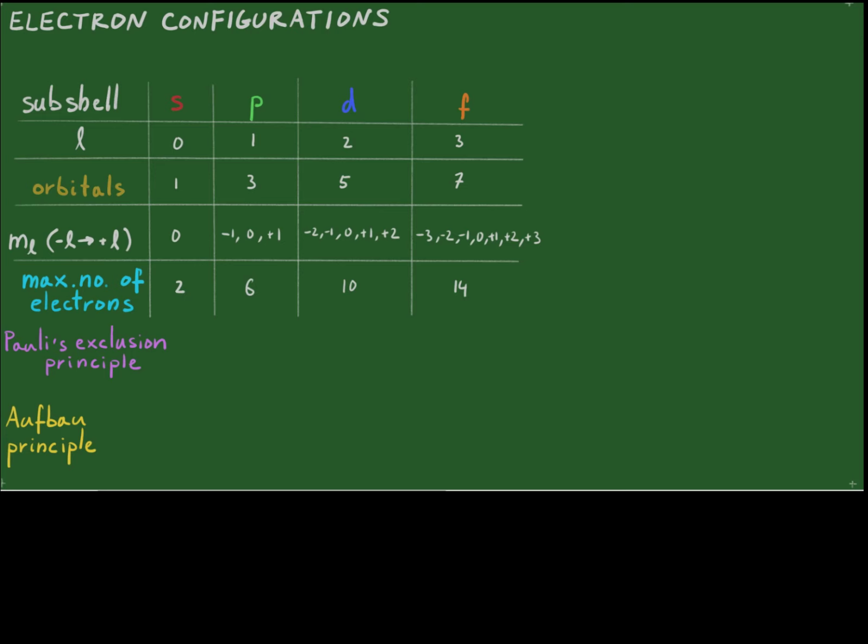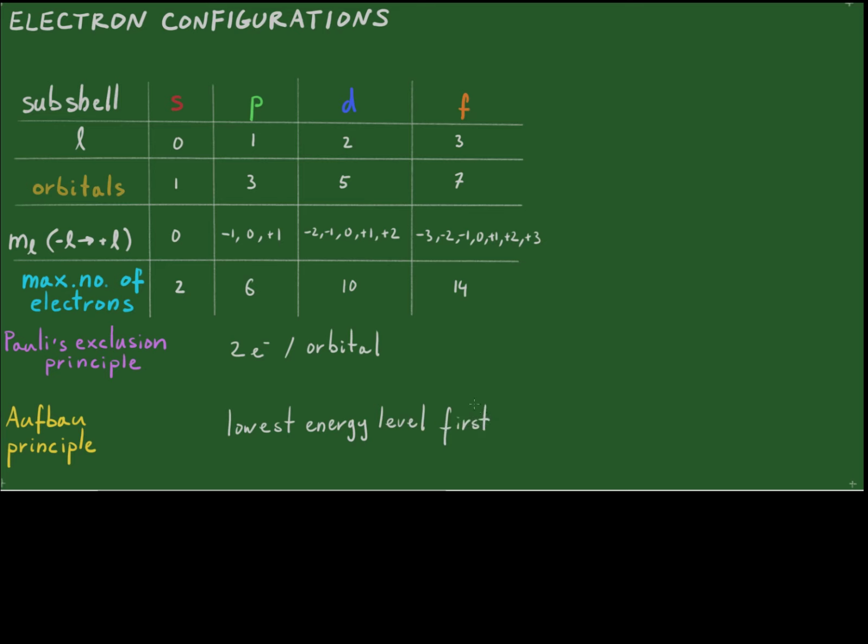So these two boil down to 2 electrons per orbital, that is according to Pauli's exclusion principle. Sorry, Pauli's exclusion principle, not principles. So 2 electrons per orbital. And the Aufbau principle tells us that lowest energy level will be filled first.